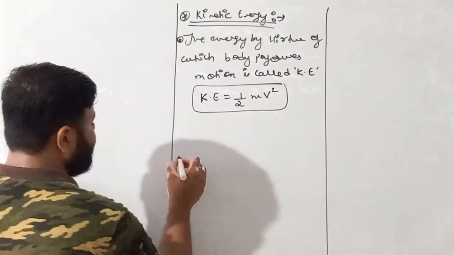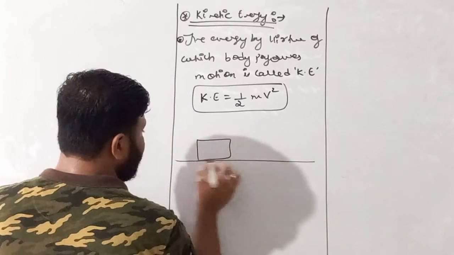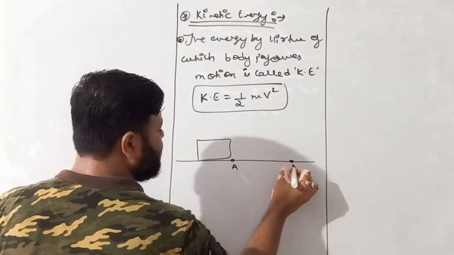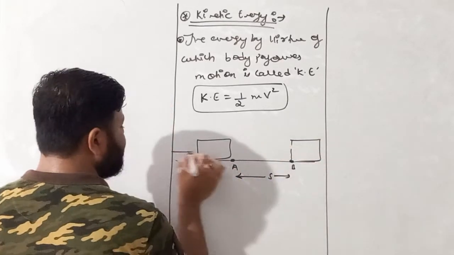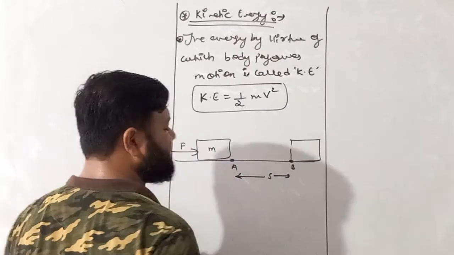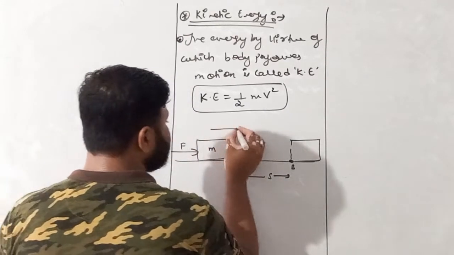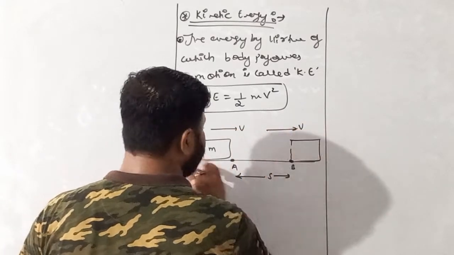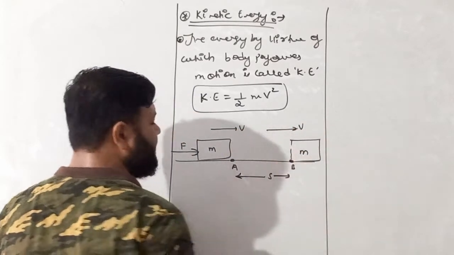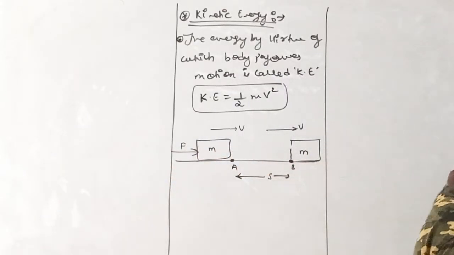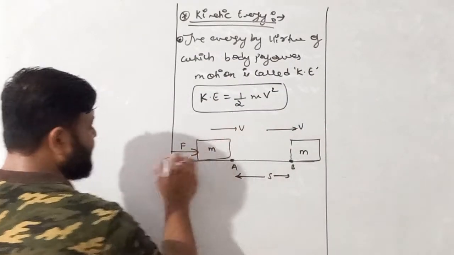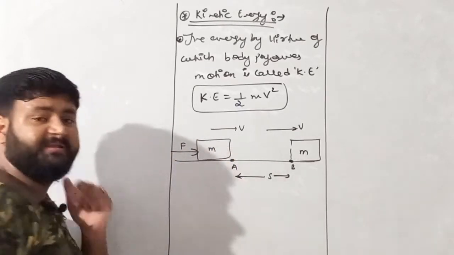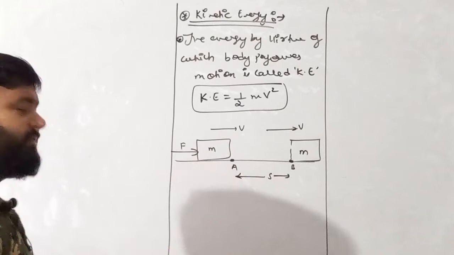So see my dear student, let's suppose we have a body of mass m moving from point A to point B. Let the displacement between point A and point B be S. Due to the force, the body starts moving from A to B, so A to B is the direction of motion. Let's suppose the body is initially at rest, and after experiencing force, it starts moving with velocity v.